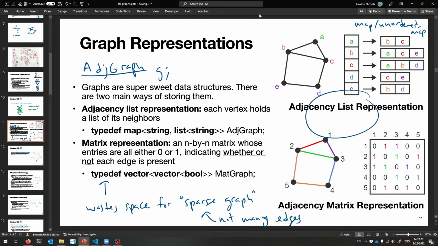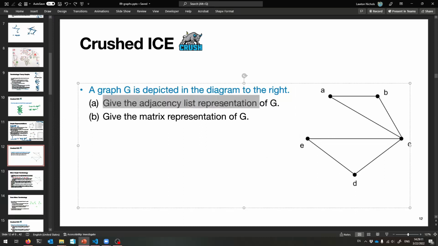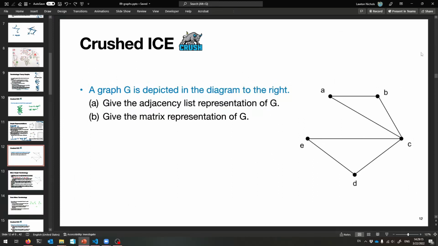And so we tend to prefer adjacency list representations for that reason, because most graphs don't have a ton of edges. Okay, so with that in mind, take a second to look at this graph. Here it is. How would you represent it as an adjacency list, and how would you represent it as a matrix? So draw those out, please, and then we'll talk about it.